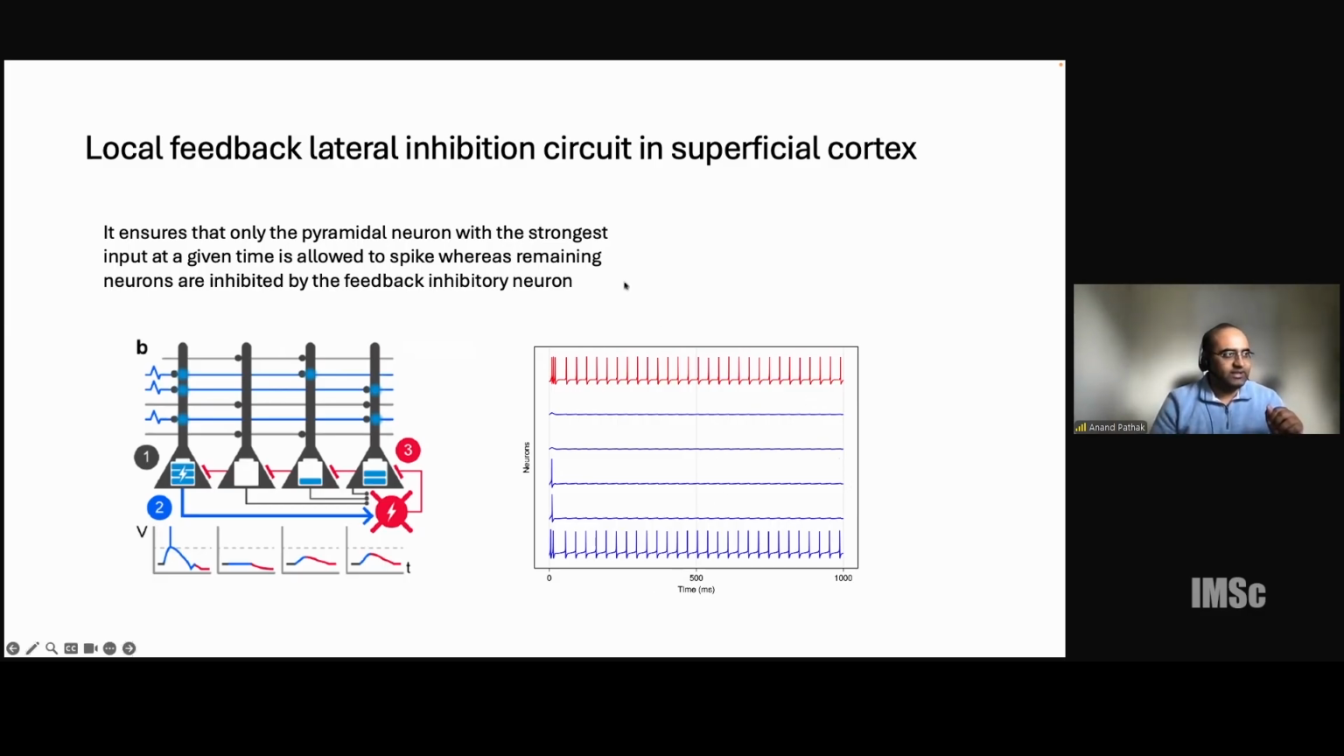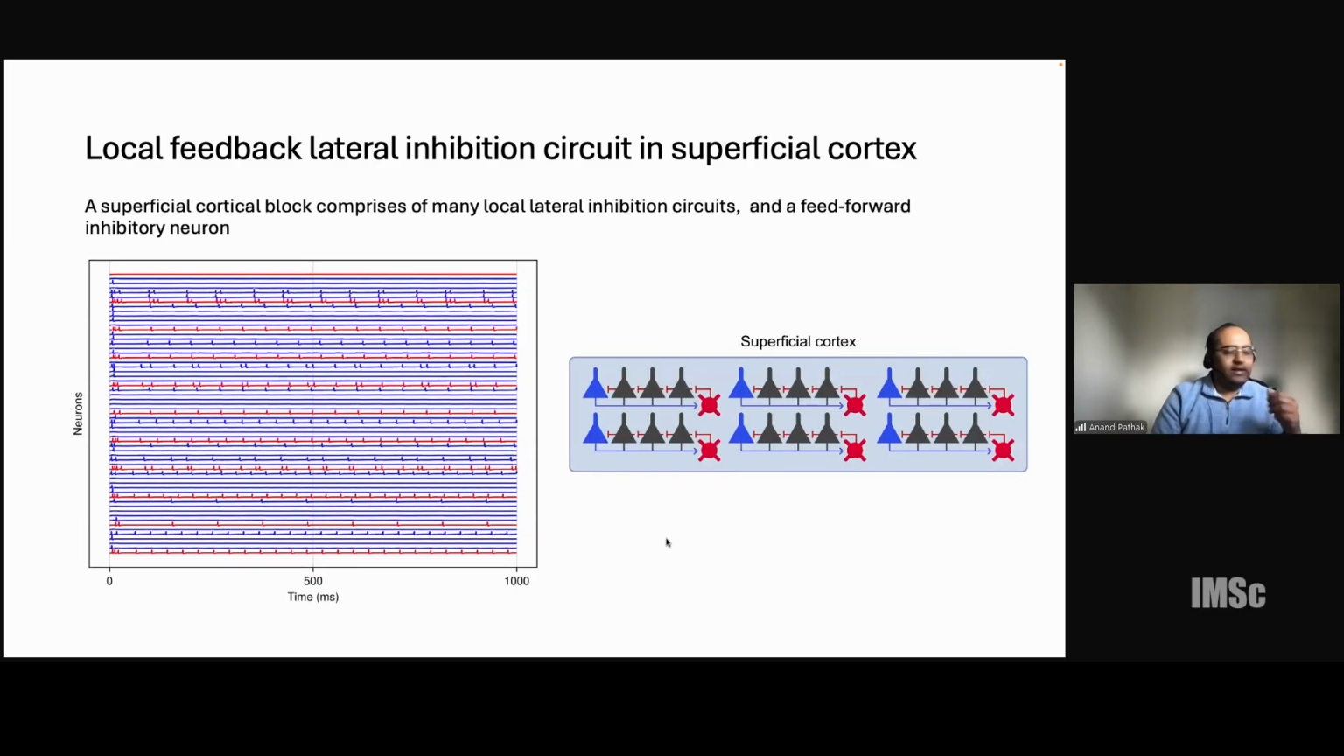So these are the pyramidal cells, and this is the interneuron, and you can see only one of them is firing. It ensures that the one with the highest input is the only one allowed to fire, and the others are not, and that ensures that the cortical firing is not going berserk. And when you organize them, these lateral inhibition feedback circuits are then arranged into a superficial cortex. So this is a sample of that.